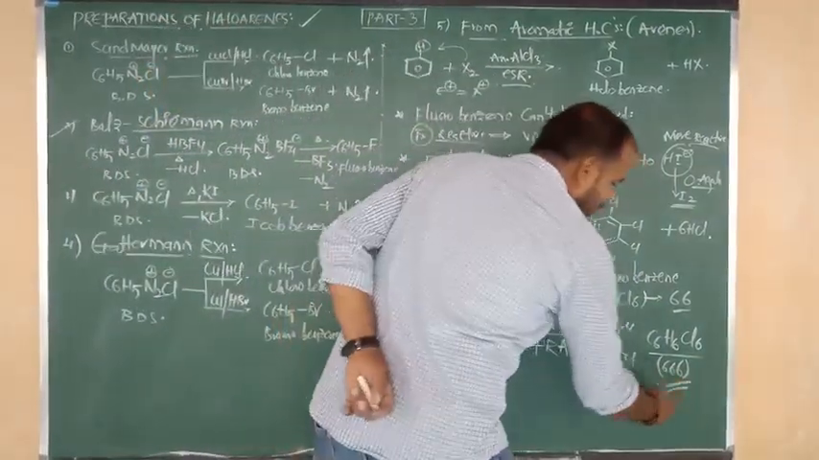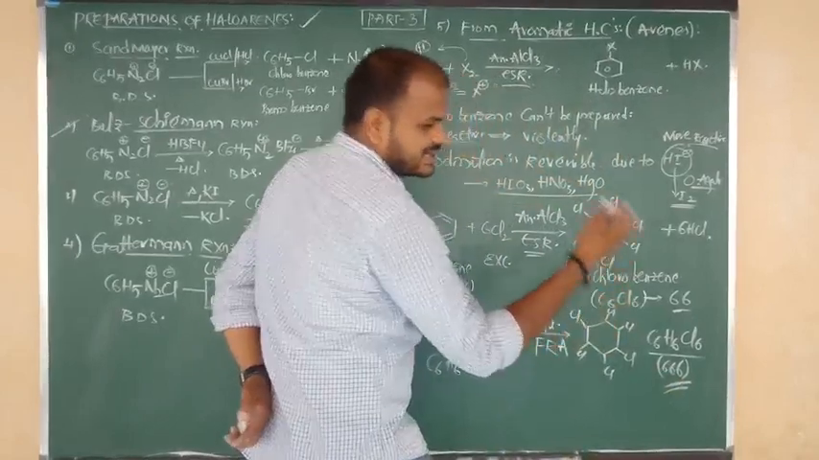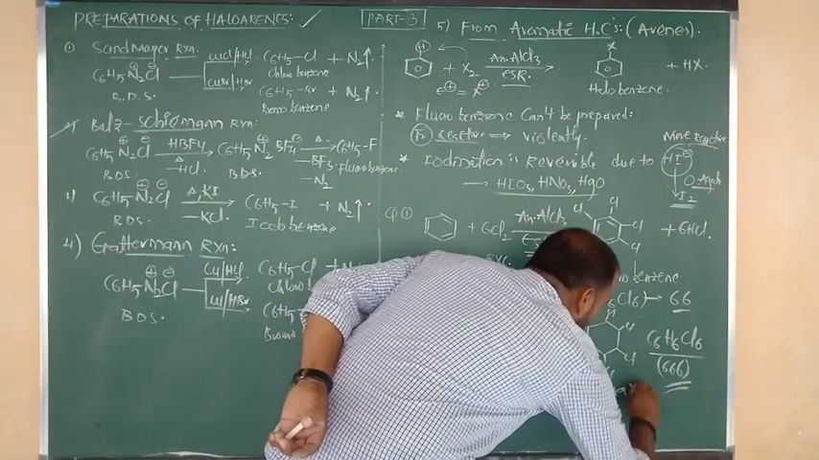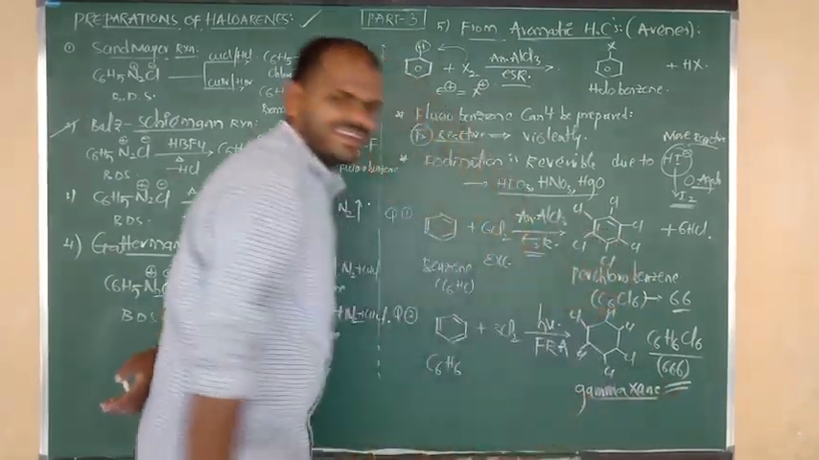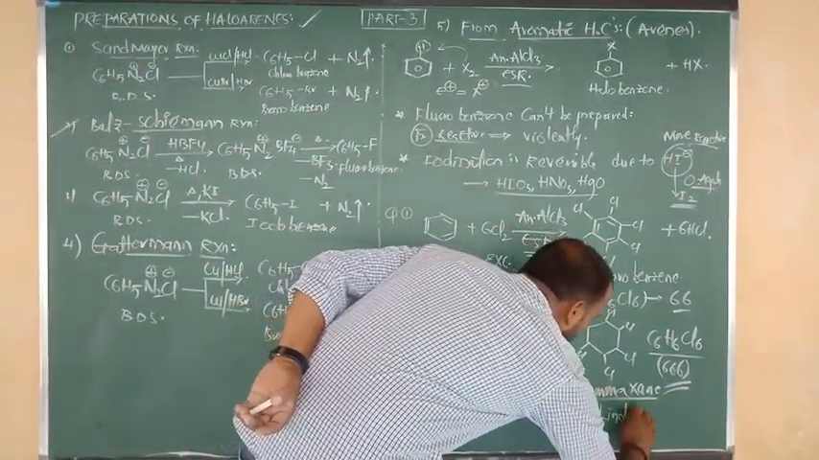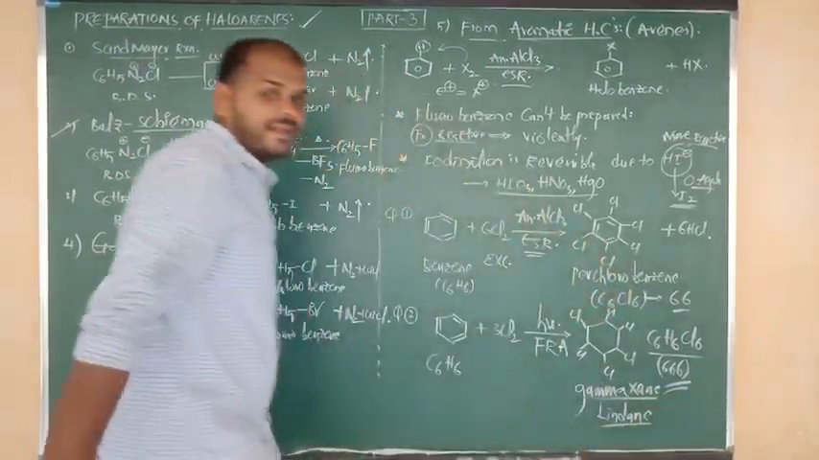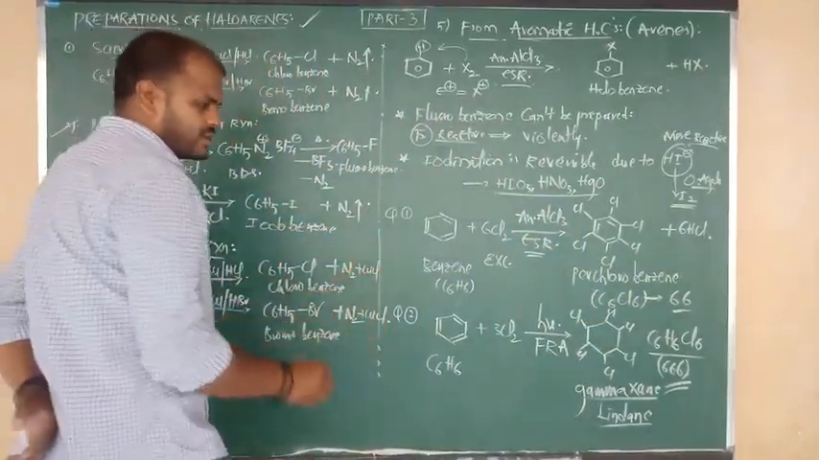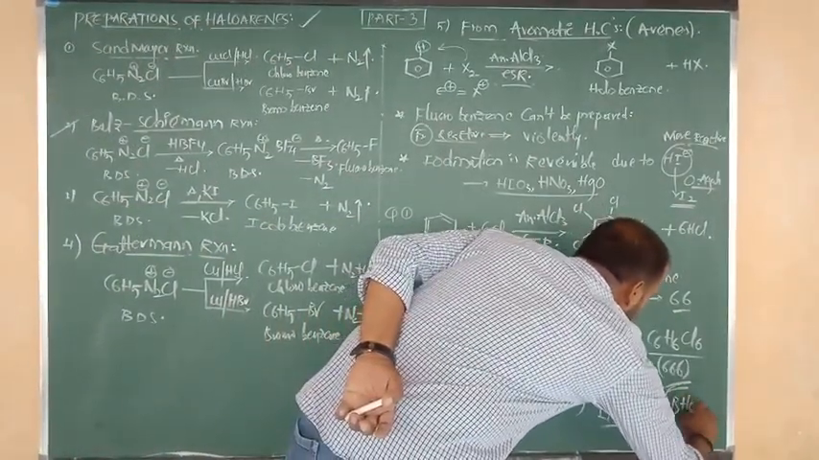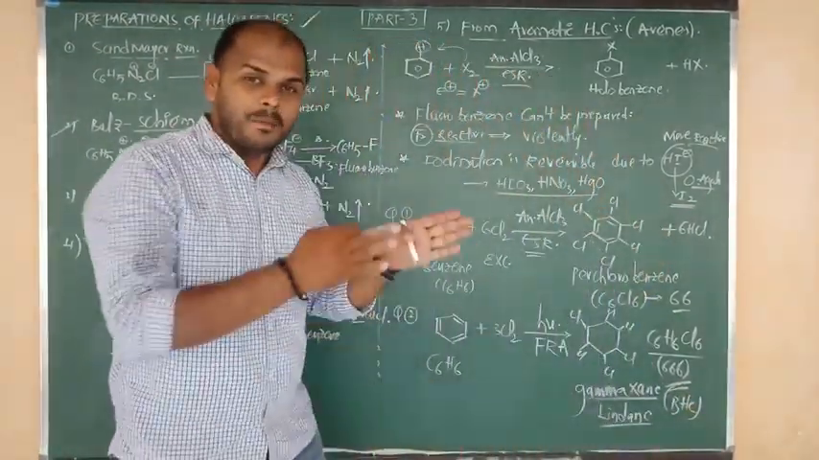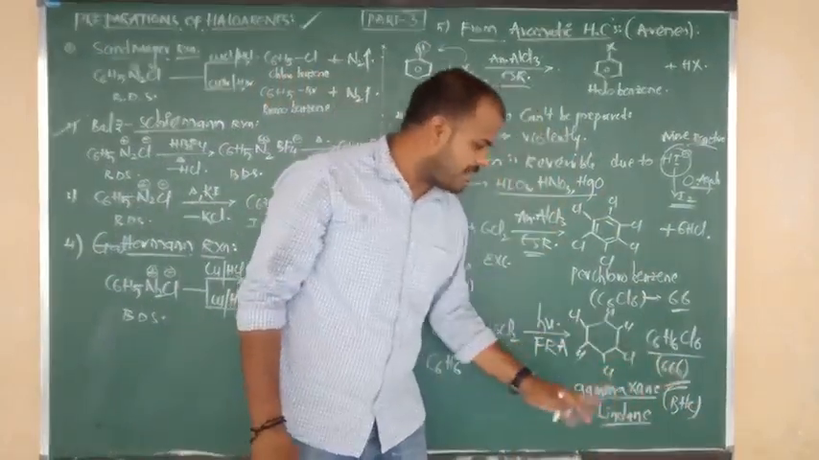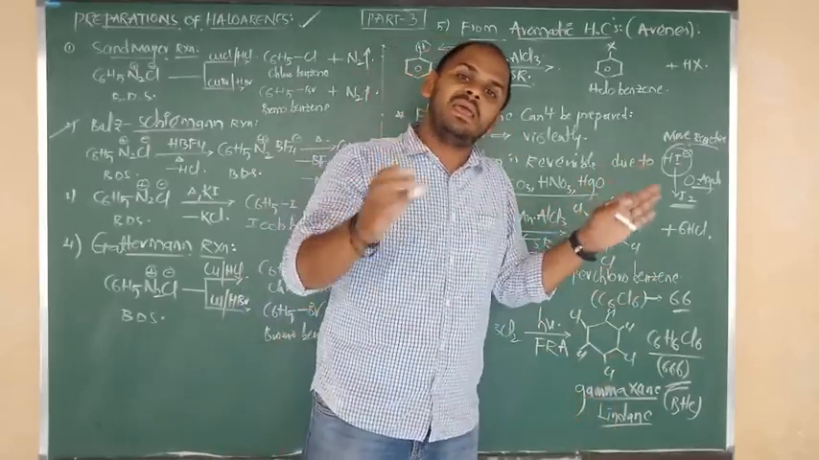What is the formula of the 666 molecule? C6H6Cl6. And another name of this molecule, you know very well, is gamma-hexane. One more name is lindane. So BHC, gamma-hexane, another name is BHC. BHC means benzene hexachloride. BHC or 666 or gamma-hexane or lindane, all have the same meaning.